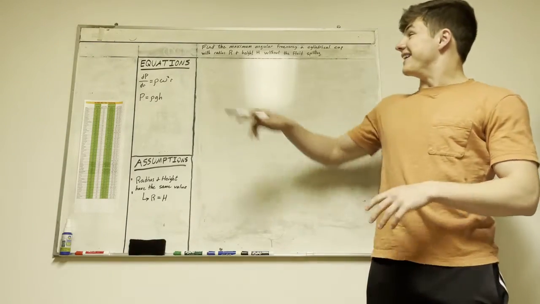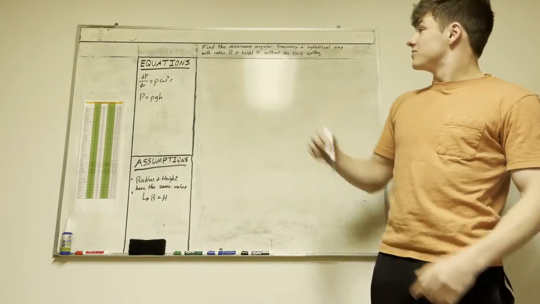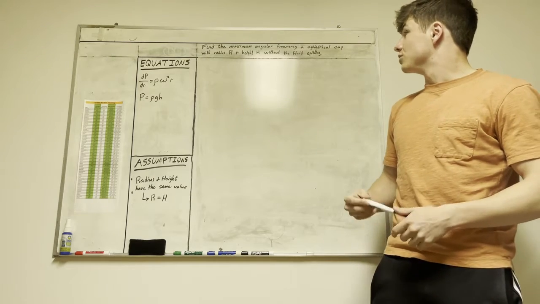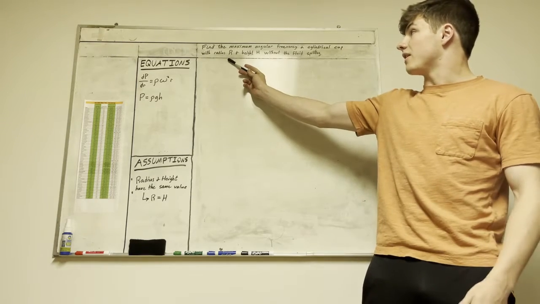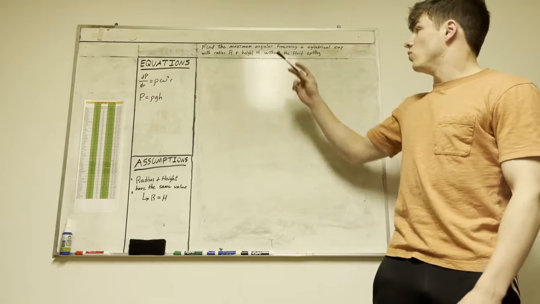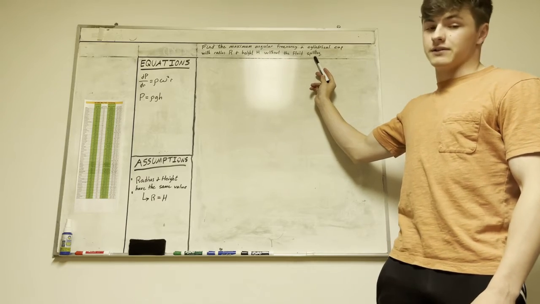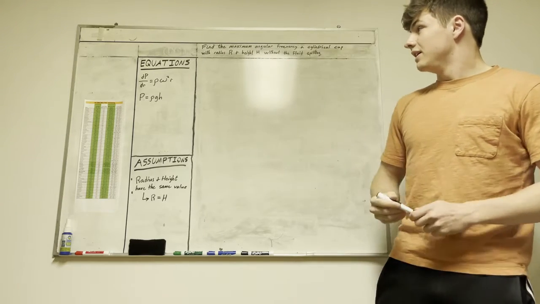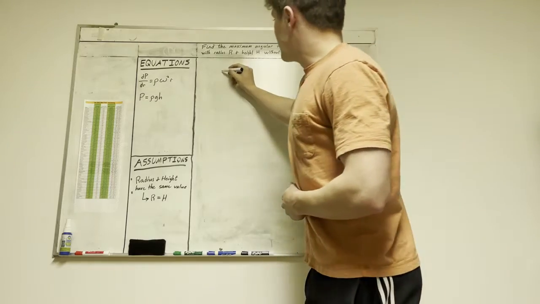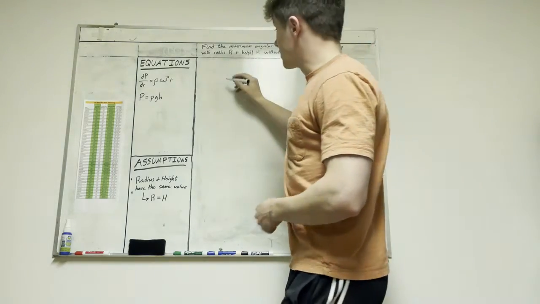Hi, today we will be finding the maximum angular frequency a cylindrical cup with some radius r and height h can have without the fluid inside the cylindrical cup spilling over. So let's get an idea of what this situation is going to look like.